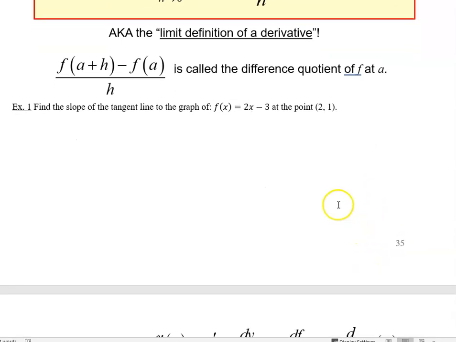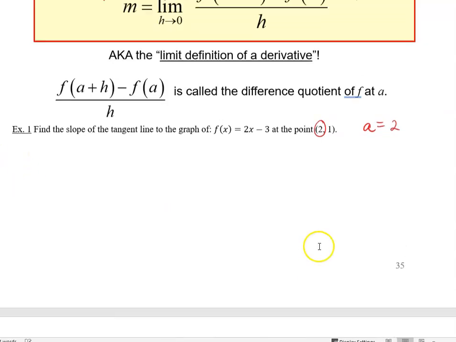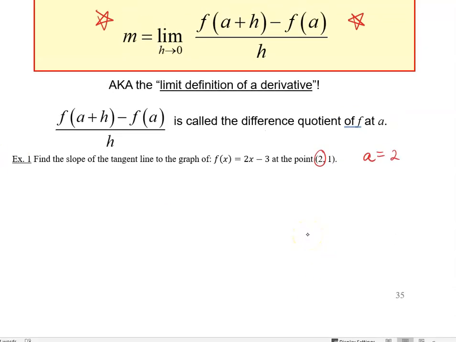Let's do an example here. Find the slope of the tangent line to the graph of the function f of x at the point 2, 1. So note that a is the x value that we're interested in working with, so in this case it's going to be 2. So according to this definition, my setup is going to look like this. I want the limit as h approaches 0 of f of 2 plus h, so I'm just going to leave it as a generic h, minus f of 2 all over h.